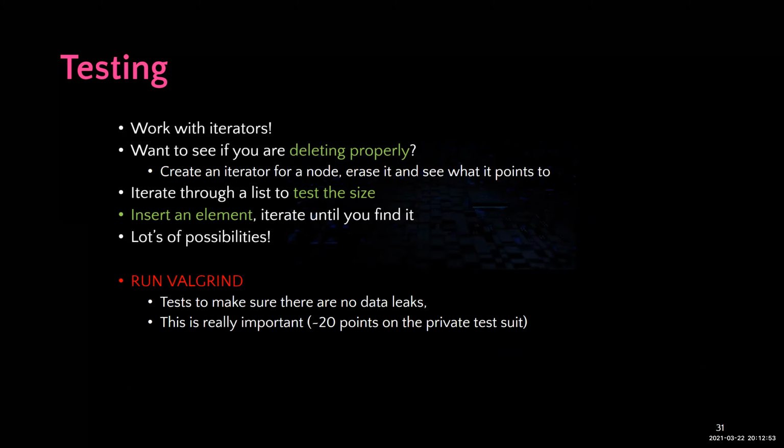Iterators are really good to work with here because you can get access to any node you want and then call functions on it. If you want to see if you're deleting properly, go ahead and run valgrind. Valgrind is really important. It will essentially check your program to make sure you aren't leaving anything on the heap or deleting anything you shouldn't. If you pass valgrind and your functions work, you're good to go. This is like 20 points out of the main suite, so it's like half the points on the private test cases for list. Please make sure this works, because this is a lot of points. But yeah, iterators are really helpful. They can help you test out your functions really easily.